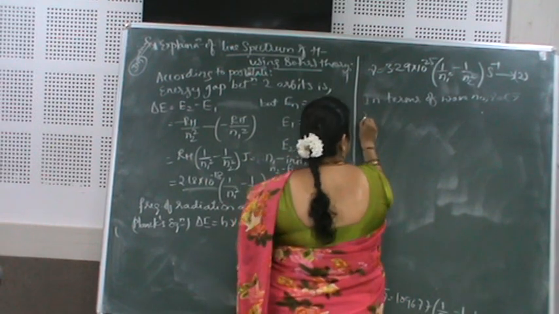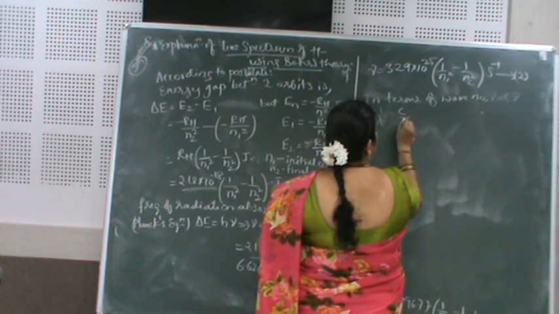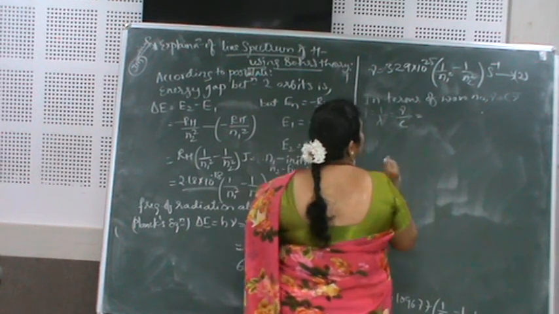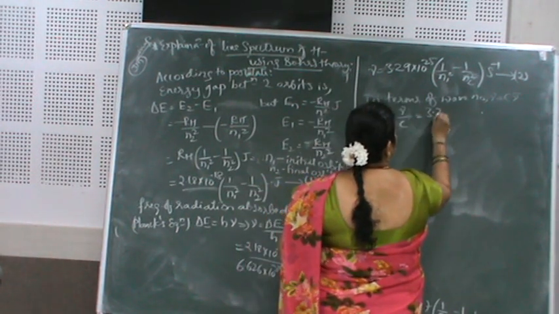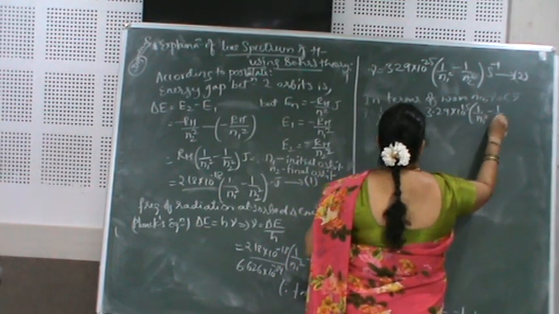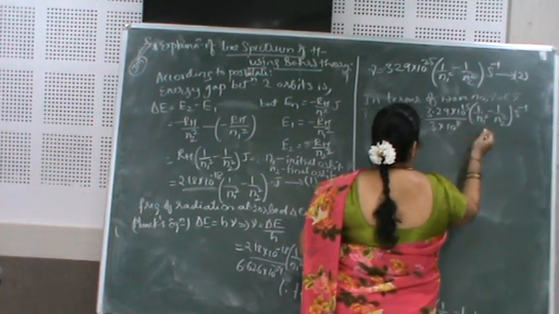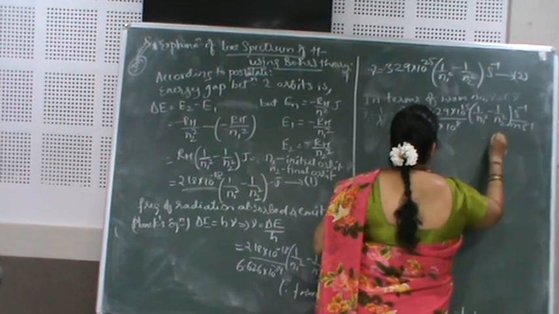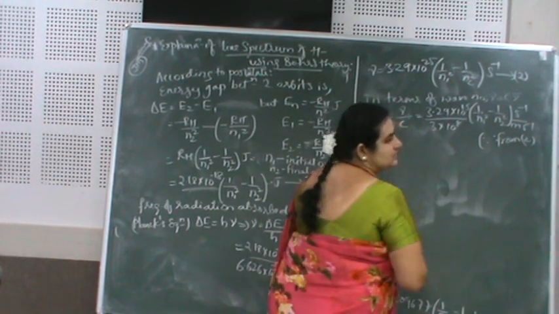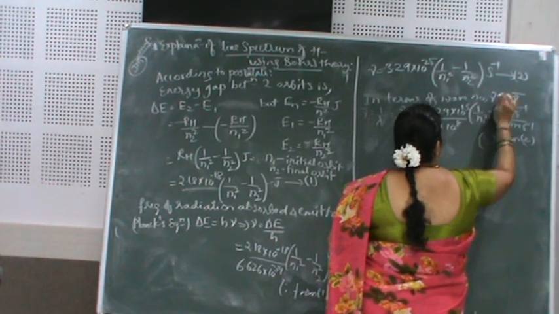Okay. So ν̄ = 1/λ = ν/c. Here ν, from this equation, is 3.29 × 10^15 (1/n1² − 1/n2²) s⁻¹, divided by c = 3 × 10^8 meters per second, because from equation 2, just by substitution, ν = c·ν̄.